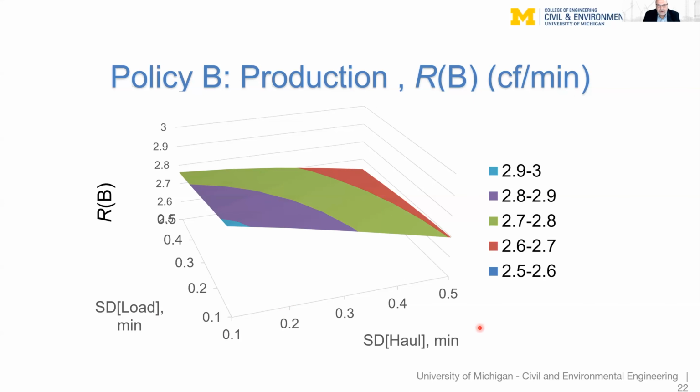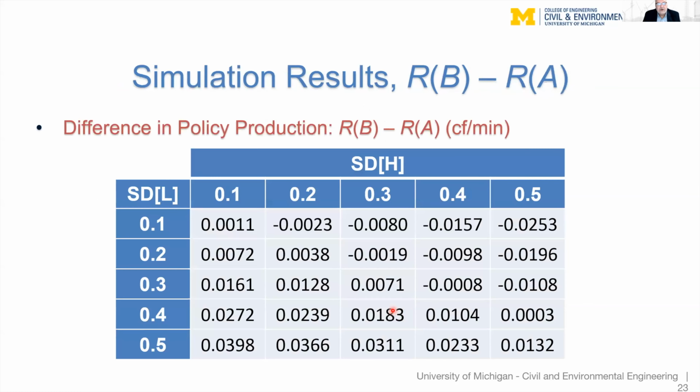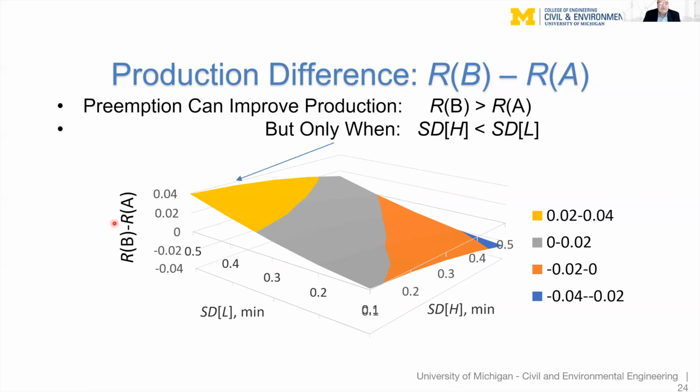Production is low. So if we go to the difference between the two productions, RB minus RA, we see that in this diagonal back and forth, the difference is about 0. On the left, it is positive, and on the right hand, it is negative. So this corner right here shows that preemption can improve production. In other words, RB is greater than RA, but only when haul has less variability than the variability of load. If load has less variability than haul, then preemption is not a good idea.